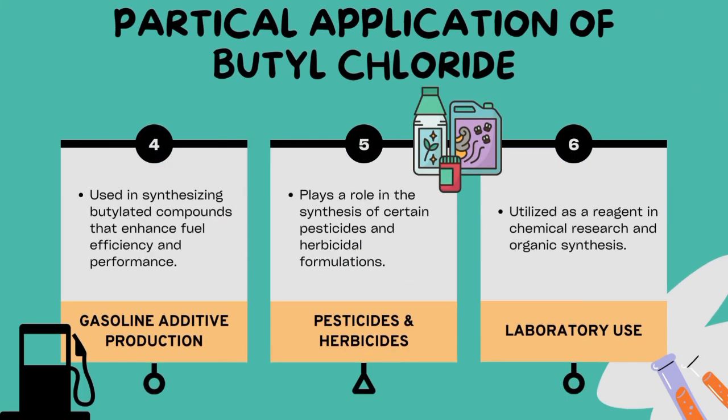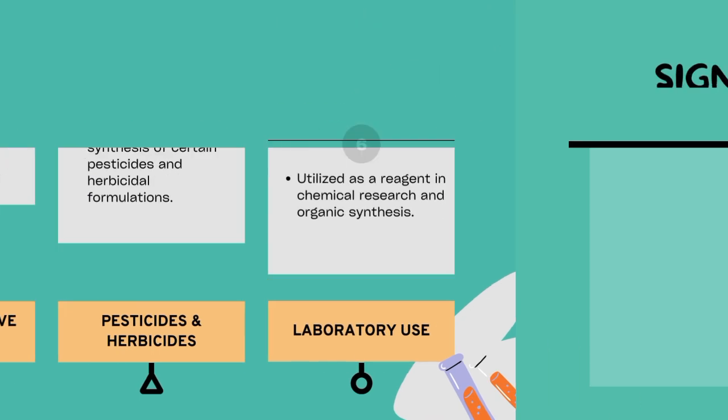Fourth, gasoline additive production, used in synthesizing butylated compounds that enhance fuel efficiency and performance. Fifth, pesticides and herbicides, plays a role in the synthesis of certain pesticides and herbicidal formulations. Last, laboratory use, utilized as a reagent in chemical research and organic synthesis.